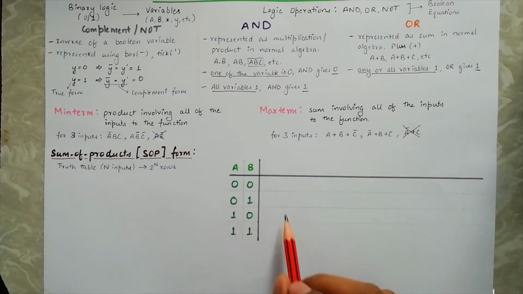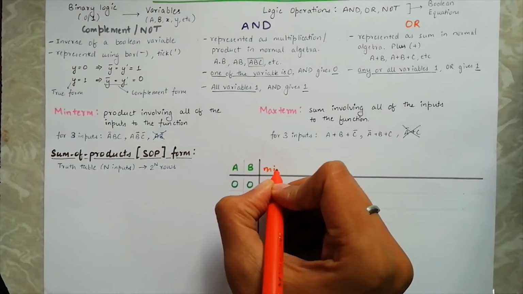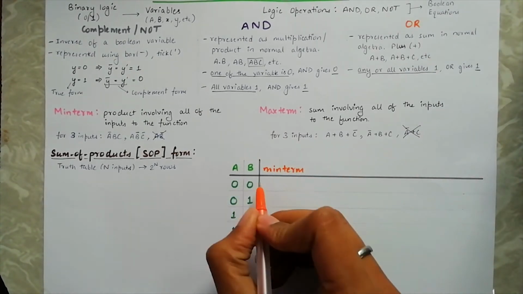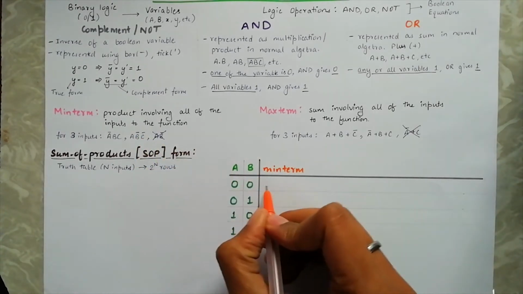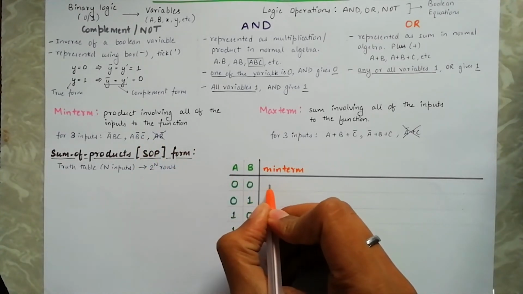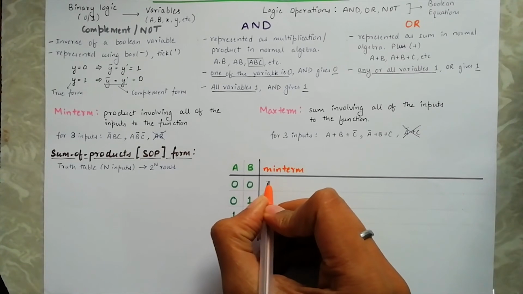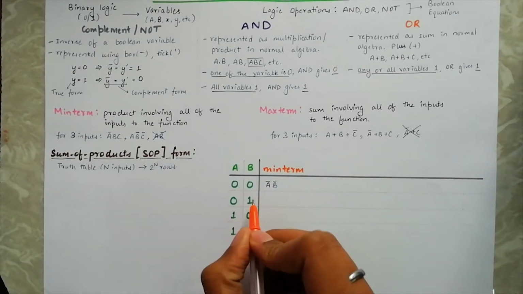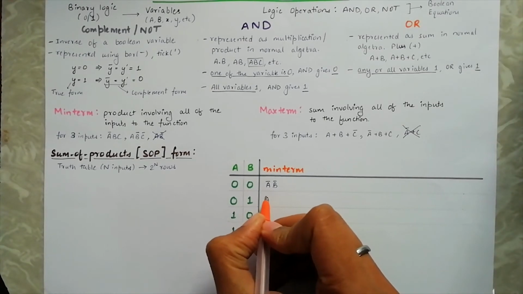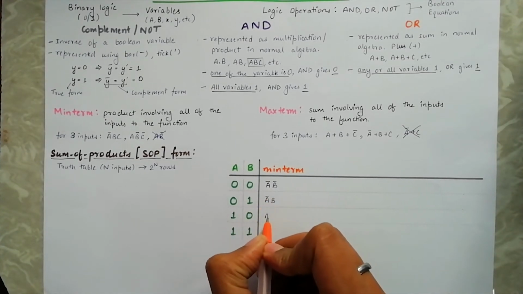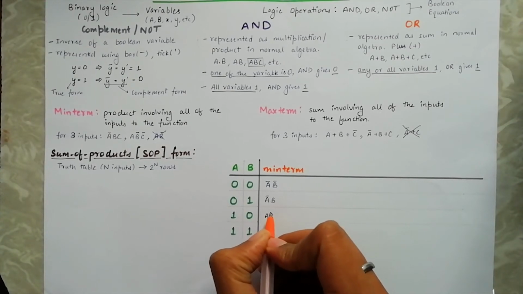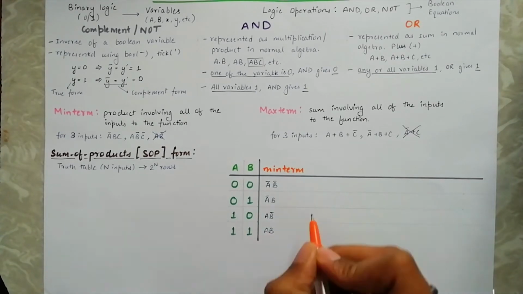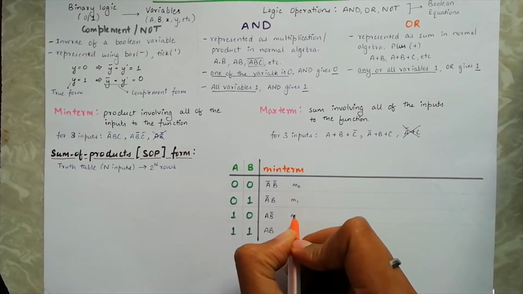Now each row in this is associated with a minterm that is true for that row. So the first row has A 0, B 0. Product of A and B will be 1 when we flip the zeros. Flipping A is A bar, then B is B bar, giving us the minterm A bar B bar, which is true for this first row. Similarly, for the second row, we have A bar B, third A B bar and fourth A B. These are named from M0 to M3.